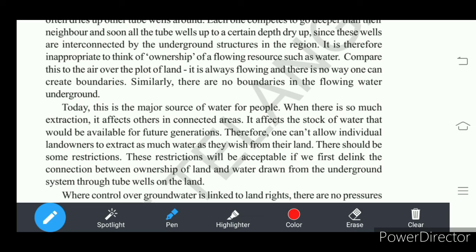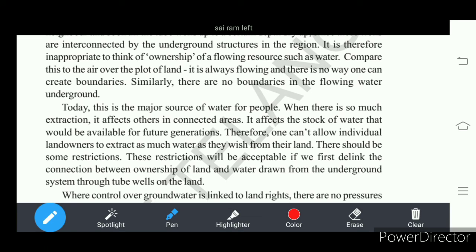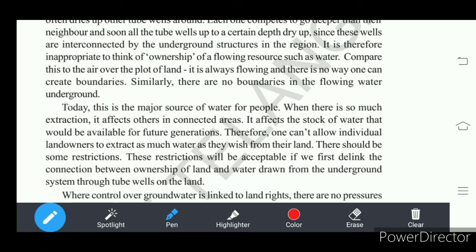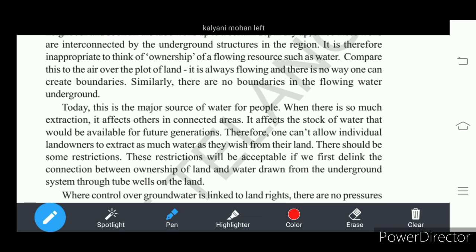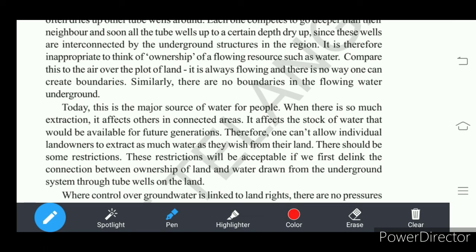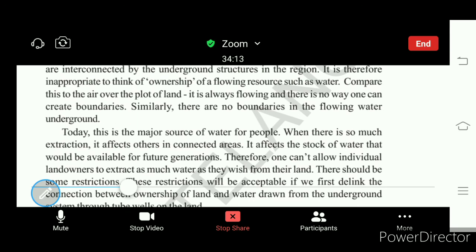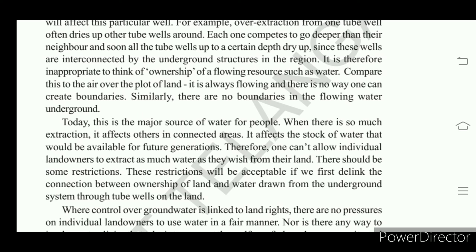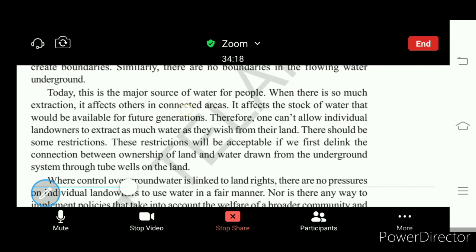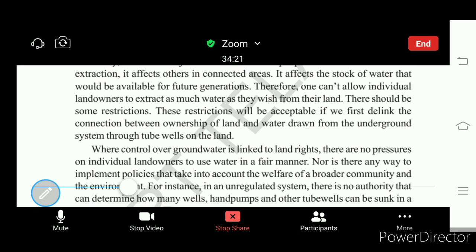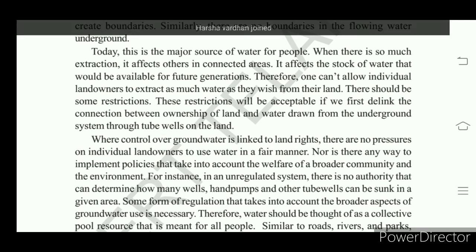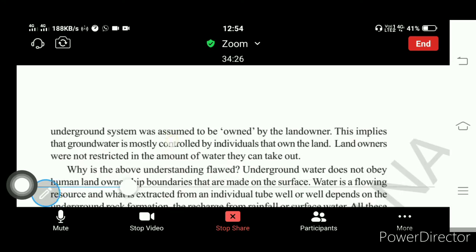So there should be a change in the law, so that the person who has ownership rights on the land should not be given ownership rights on underground water. Understand? So when control over the groundwater is disconnected, when the ownership rights on underground water are disconnected, then only will we see underground water be available for all. Understand? So this is the water class, my dear students.